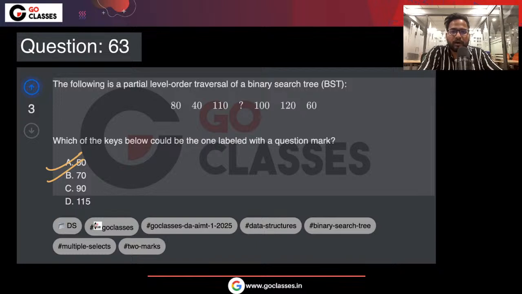Okay, is there any doubt with this question? This was question number 63. I think this is clear. I can again explain this if there is any doubt. Okay, so yes, A and B are the answers. So let me again explain this if there is any doubt. See, just try to understand again.